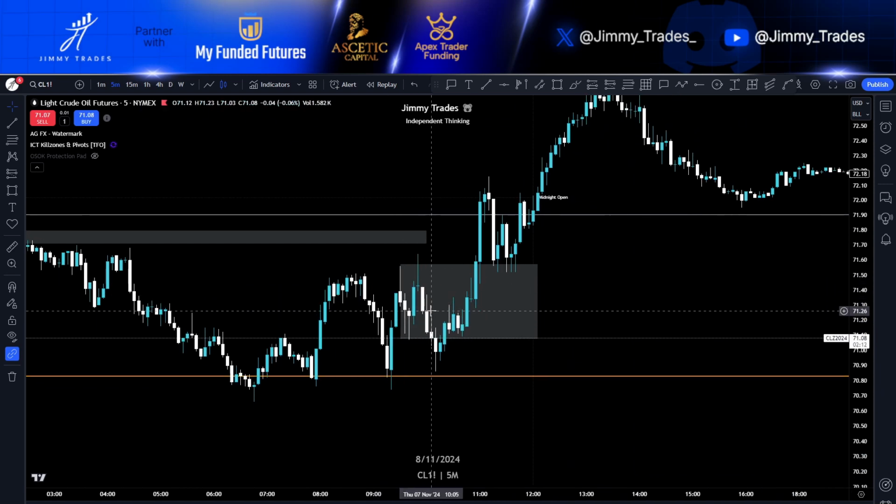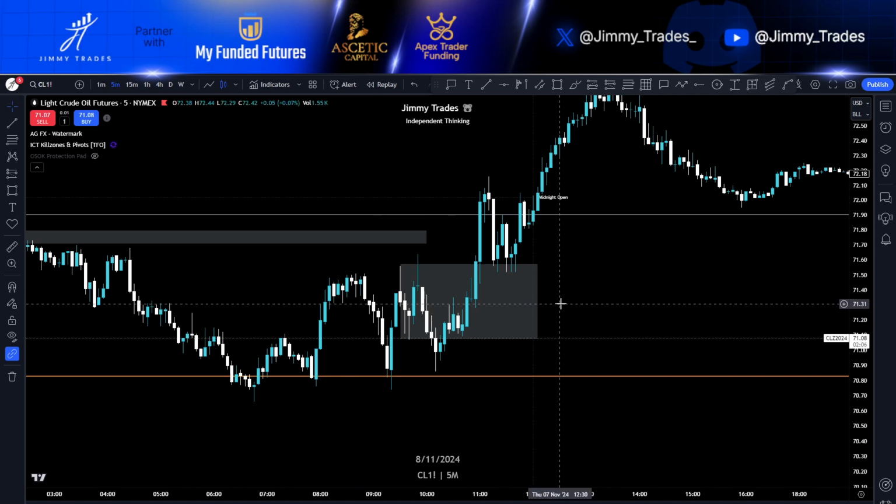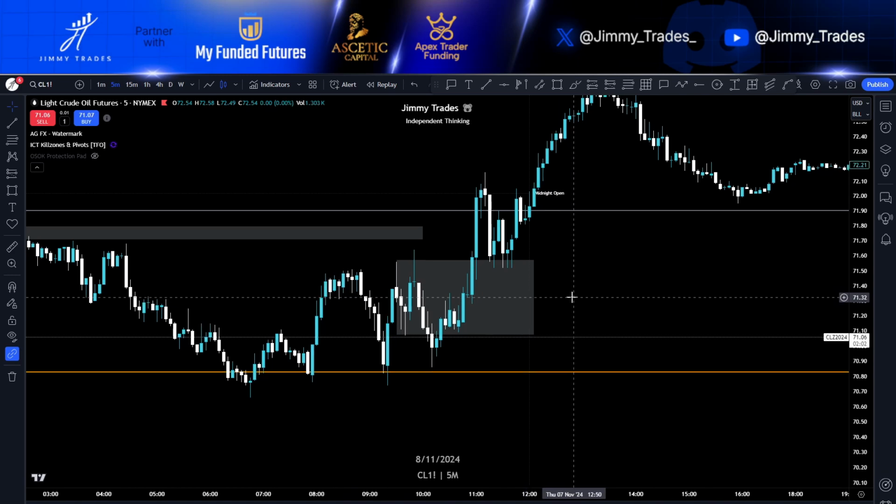The unicorn model will always be there. You can find it anywhere in the charts. But if it doesn't meet the rules, then you reduce the probabilities of the trade playing out. So, you know, straight away, two things.